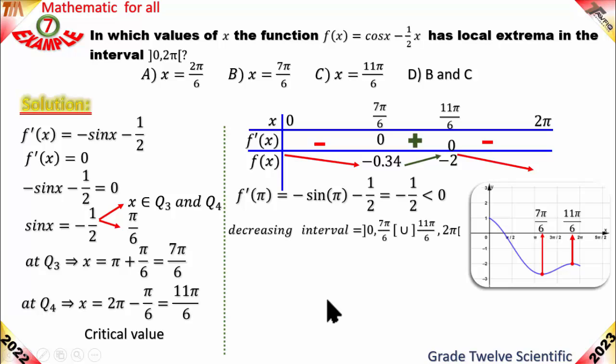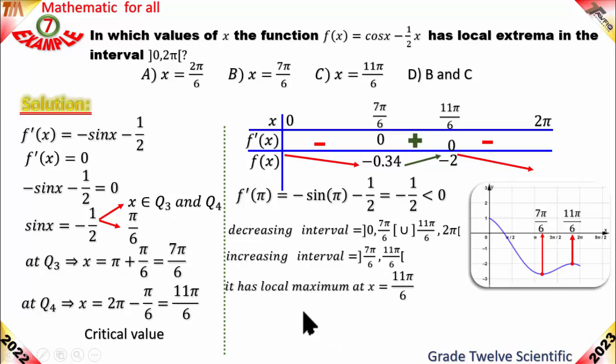Now the decreasing intervals are from 0 to 7 pi over 6 and from 11 pi over 6 to 2 pi. The increasing interval is from 7 pi over 6 to 11 pi over 6. It has a local maximum at x equals 11 pi over 6 and a local minimum at x equals 7 pi over 6. As you can see, B is right and C is right. That means B and C are right, so the correct answer is D.